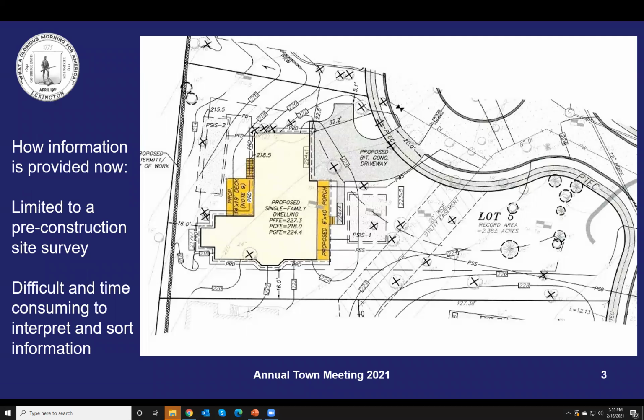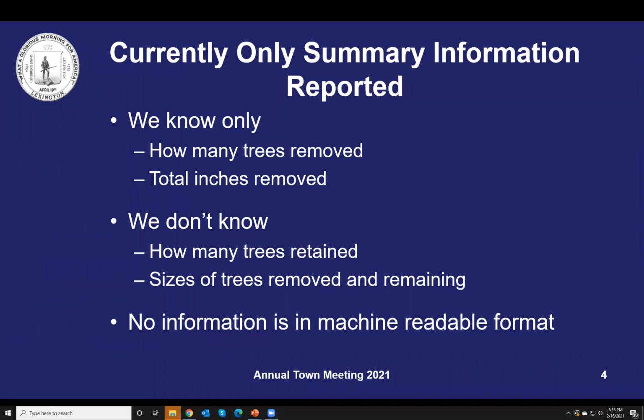What we know is it's limited to a pre-construction site survey, which you see here. It's also difficult and time-consuming to interpret and sort this information because, again, it's just a graphic representation on a site plan. Currently, only summary information is reported. So what we will know is how many trees are removed and the total inches removed. That's it. What we don't know is how many trees are retained and the sizes of trees removed and remaining. And finally, no information is machine readable formatted.